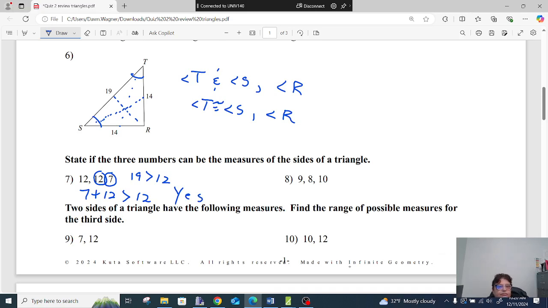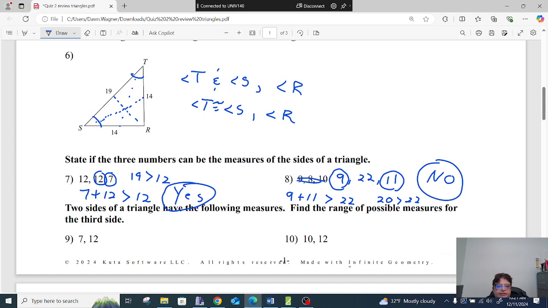Oh. Ours says 9, 22, 11. Okay. So what is it? 9, 22, and 11. That's weird. Okay. So what are the two smallest sides? 9 and 11. So 9 plus 11 has to be greater than 22. And I get, is 20 greater than 22? No. So this does not make a triangle. This set does. This one does not.